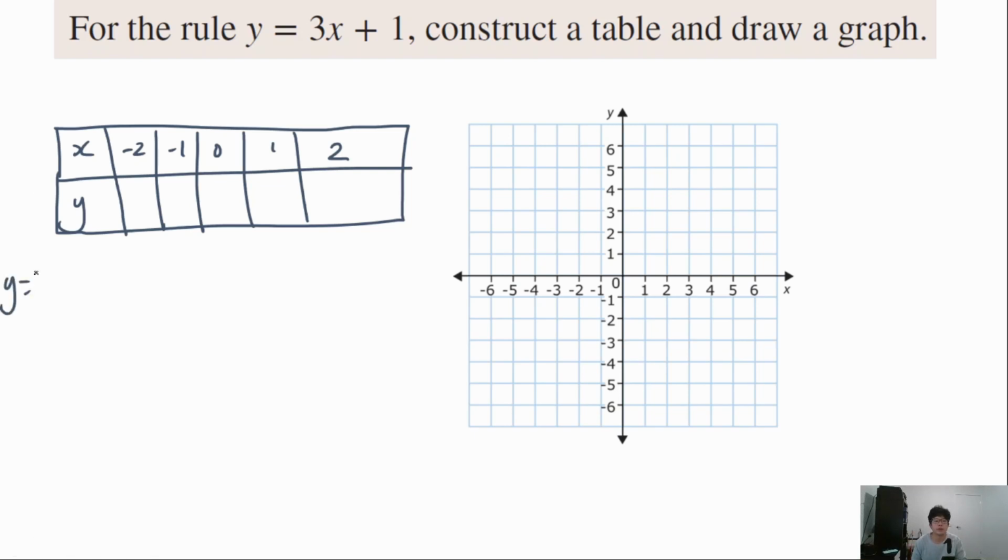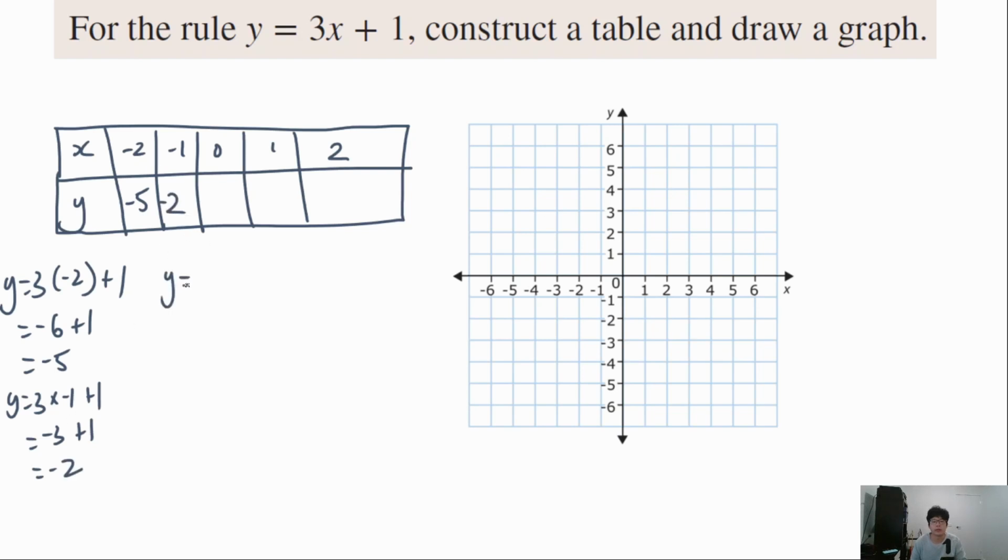That will give me y equals 3 times negative 2 plus 1. That gives me negative 6 plus 1, which gives me negative 5. So this one will be negative 5. Now I have y equals 3 times negative 1 plus 1. That gives me negative 3 plus 1, and that gives me negative 2. Next one, I'll just put that in there.